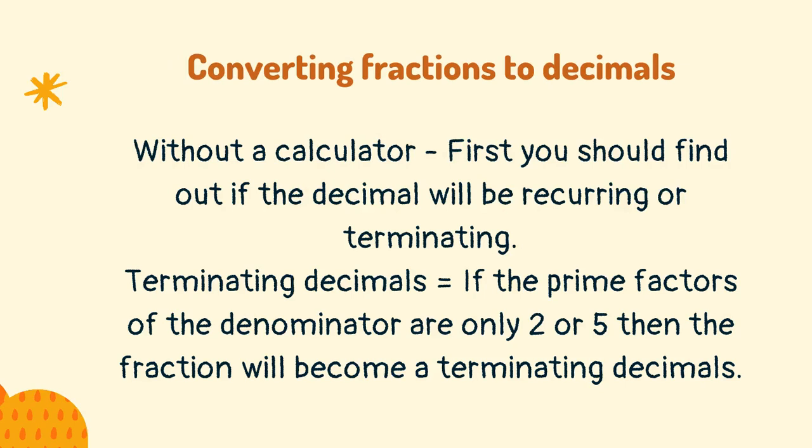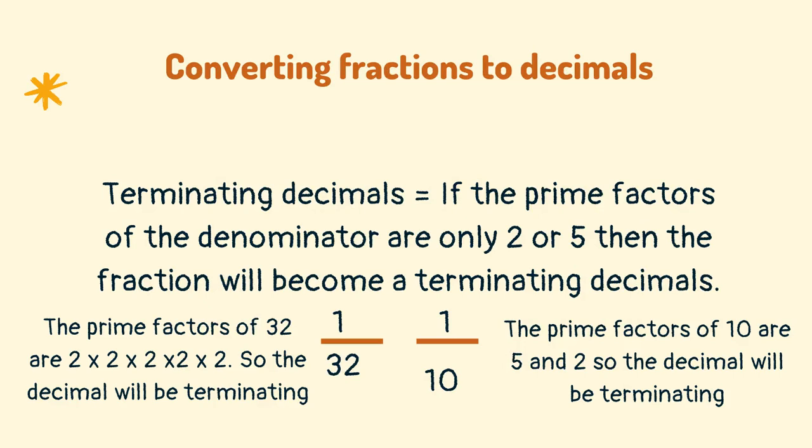Terminating decimals: if the prime factors of the denominator are only 2 or 5, then the fraction will become a terminating decimal.